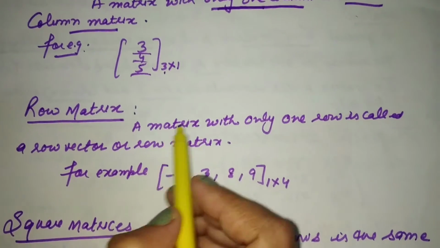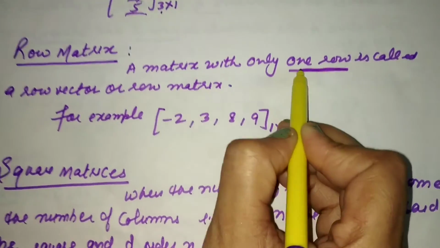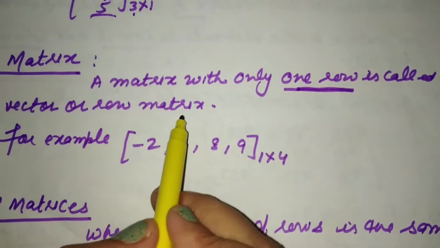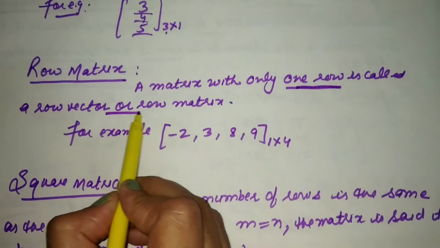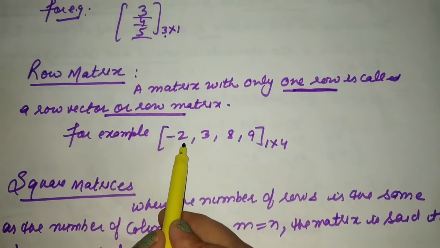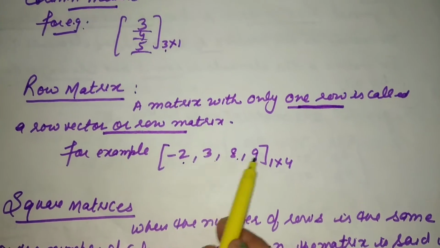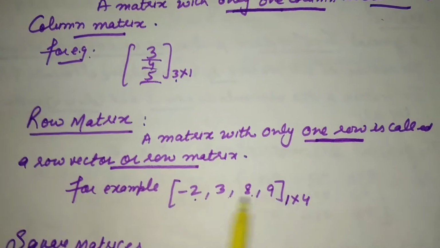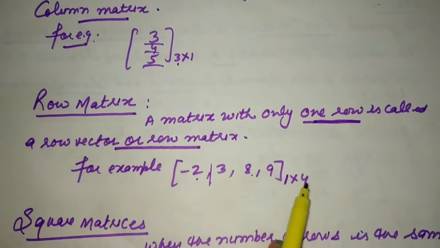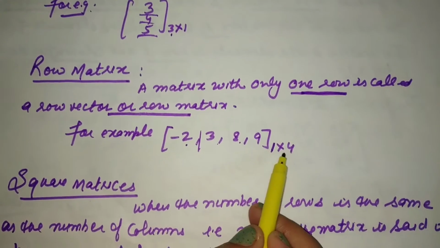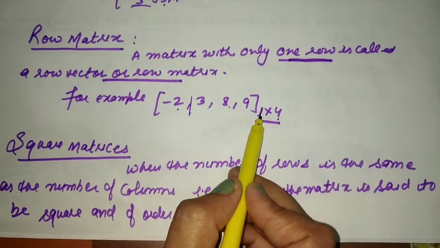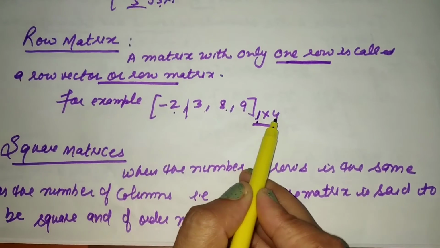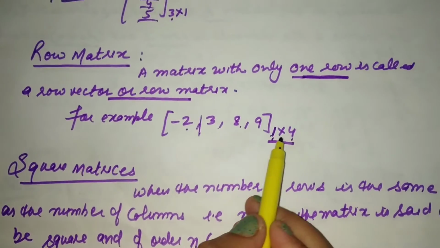Now the row matrix, a matrix with only one row. That means the row is only one, and the number of columns may be more than one. It is called a row vector or row matrix, for example, -2, 3, 8, 9. Here the row is 1 but the columns are 4. So the order is 1 into 4. Order actually shows the number of rows and columns. The first position shows the row and the second position shows the column.